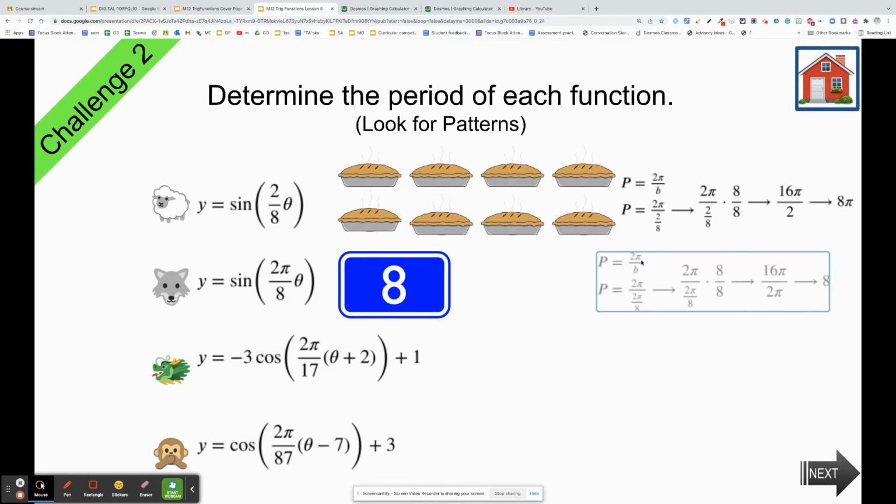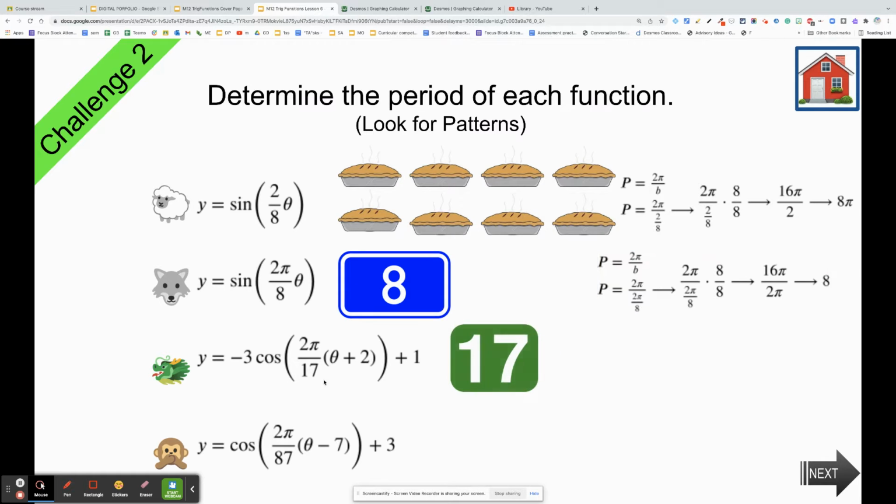Take a peek at this. 2 pi divided by b, 2 pi divided by 2 pi over 8. When we multiply both of those by 8, again, the 8's cancel, the 2's cancel, and the period is 8. That's really classic. What do you think the period of this is? It's 17. Why is that?